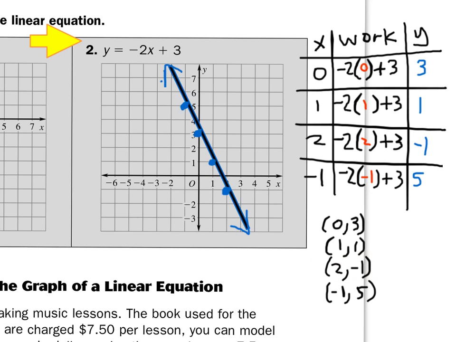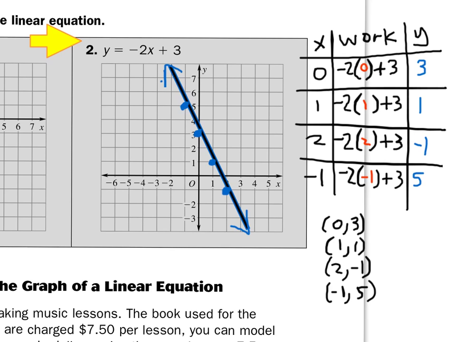And then let's graph 2, comma, negative 1. So start at the origin, go to the right 2, and then get in the elevator, go down 1, and put that point. And then let's graph negative 1, comma 5. So start at the origin, walk to the left 1, get in the elevator, and go up to positive 5, and put that point.